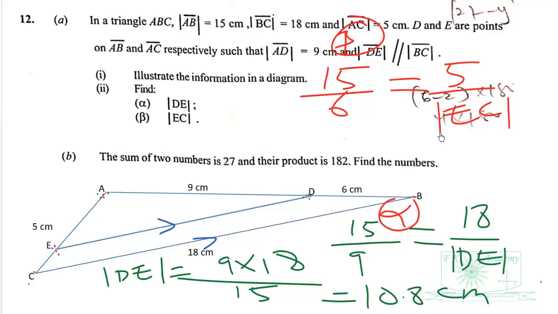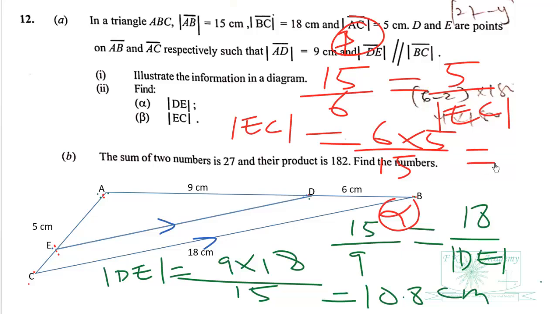So we can cross multiply, we get 15 EC. 15 EC is equal to 6 times 5. Then we divide through by 15 to get what is here. So this will simplify to 2 because 5 will go into 15 3 times, 3 will go into 6 2 times. So EC is 2 centimeters.